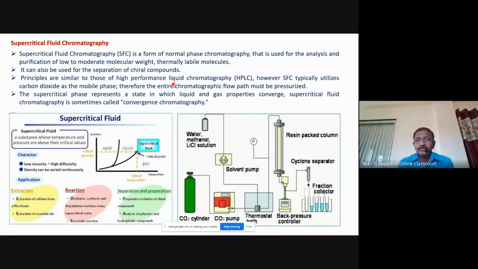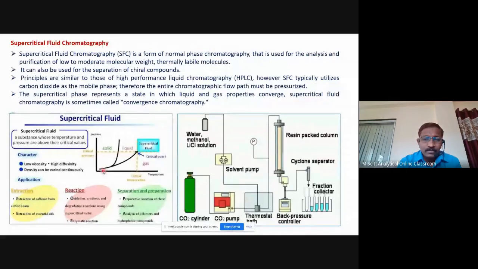However, in supercritical fluid chromatography, the mobile phase used is supercritical. That is, instead of a liquid or a gas, we can use CO2 as the mobile phase. And therefore the entire chromatography system is called supercritical fluid chromatography. So that we will see in detail. Actually, in the different parts, we have to just focus on that. The supercritical phase represents the state in which the liquid and gas properties are combined. And supercritical fluid chromatography is also called convergence chromatography.